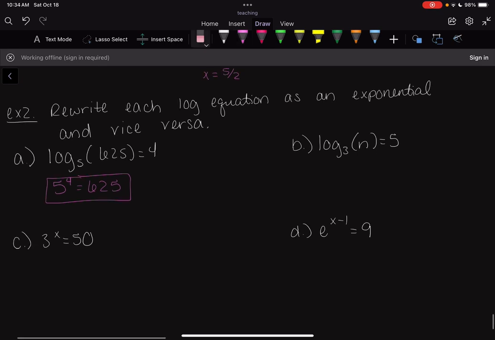Part B, my base is 3. Logs are equal to exponents, so my exponent is 5. And this equals n. Because remember, the way the logarithm is read is, what exponent would you put on 3 for it to become n? And in this case, they're saying it's 5. Now this also demonstrates a good example of why we will want to be able to move back and forth between logs and exponentials. Sometimes we're going to need to solve for a variable.